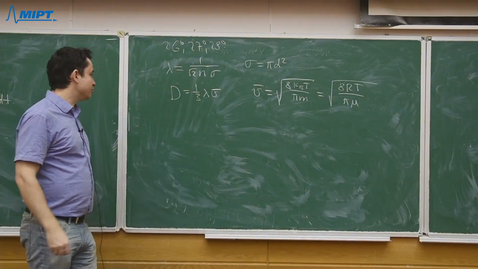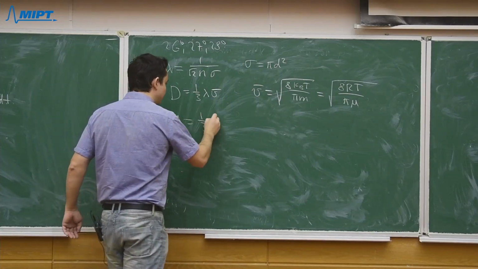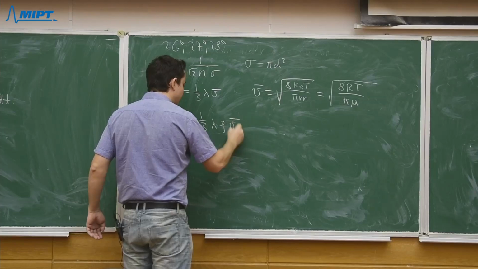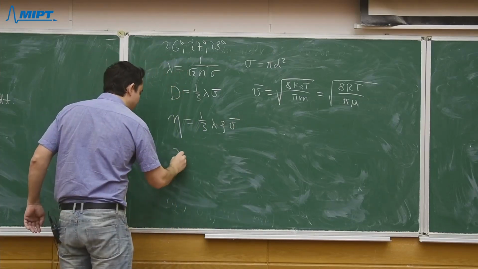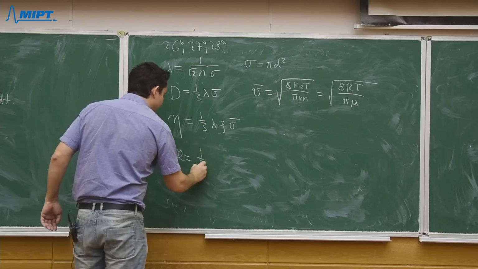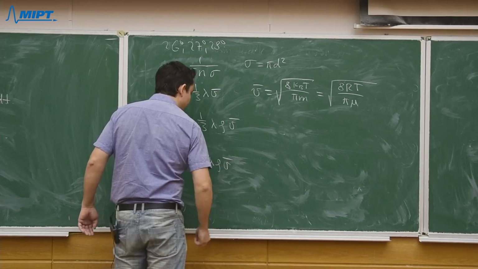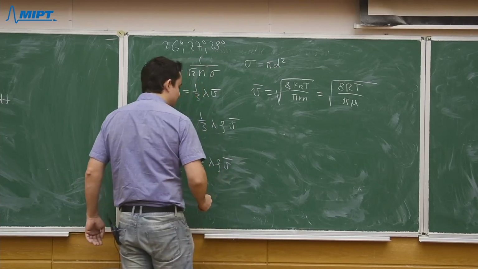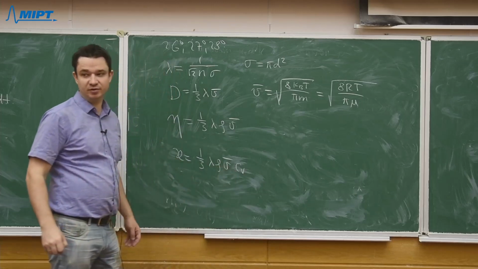The next one is for the viscosity, which is 1 over 3 times lambda rho mean thermal speed. And the next one is for thermal conductivity is 1 over 3 times lambda rho V times now actually CV, specific heat at constant volume.